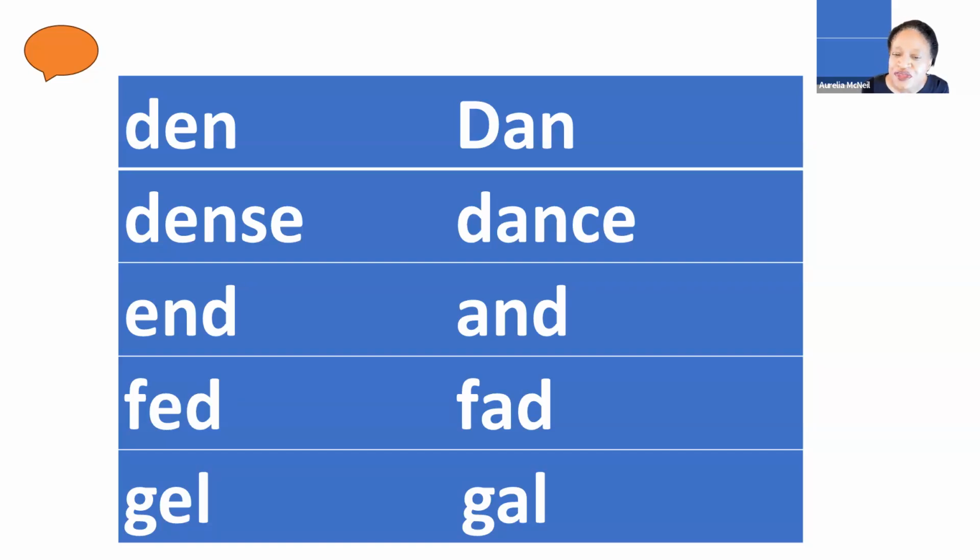Okay, now we'll do the second column. I want you to listen and repeat after me. Dan. You repeat. Dance, and, fad, gal.